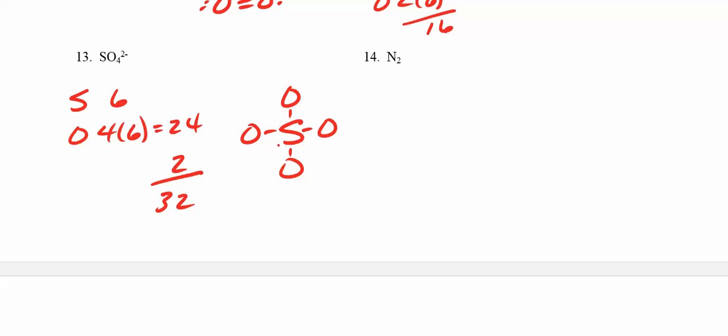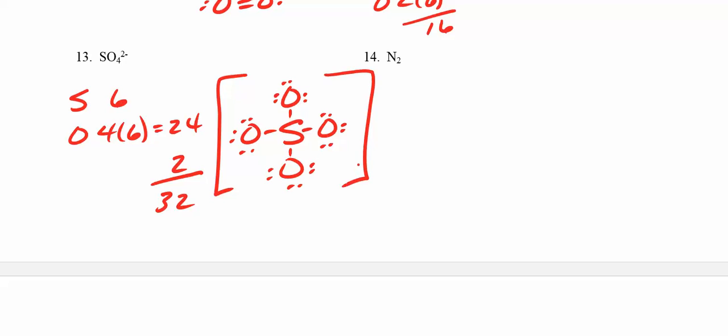So now we've got 2, 4, 6, 8 of the electrons of the 32 accounted for. 10, 12, 14, 16, 18, 20, 22, 24, 26, 28, 30, 32 electrons. It is a polyatomic ion, so to keep things nice and clean, I'm going to put a bracket and put a little charge of 2- right there. That completes my structure for SO4 2-, the polyatomic ion.